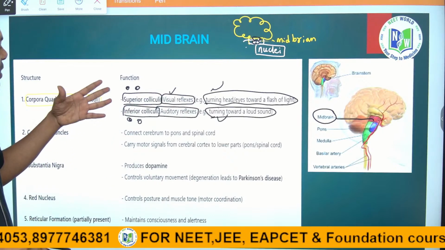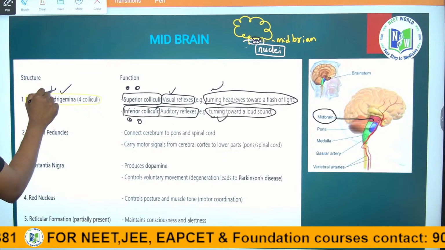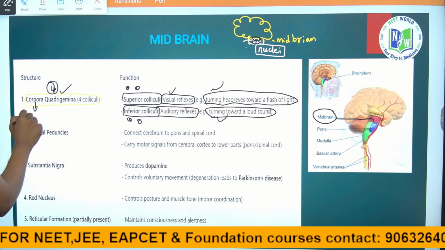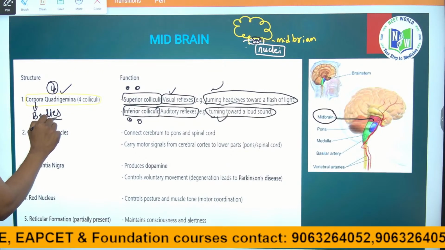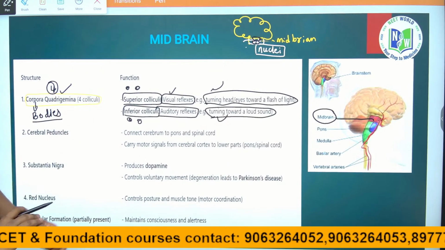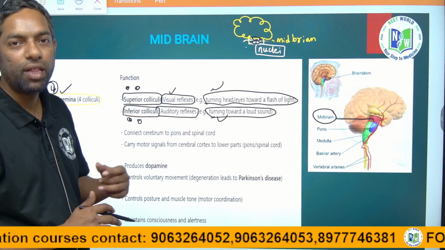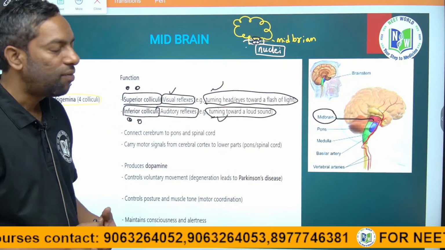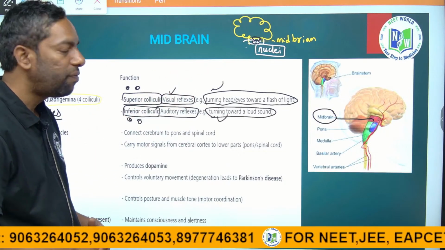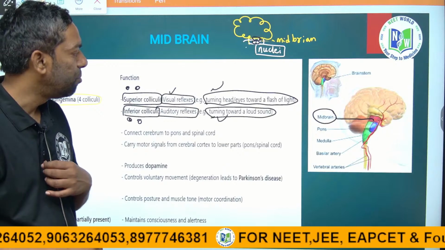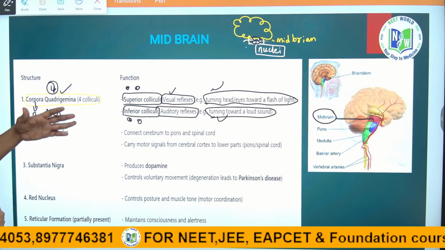Midbrain has corpora quadrigemina. Quadri means 4, corpora means bodies. 4 cell bodies are involved in different functions, inferior and superior. Superior colliculi are involved in sensory, like any flashlights, visual, and inferior are auditory, meaning any loud sounds. They are involved in this in the midbrain.